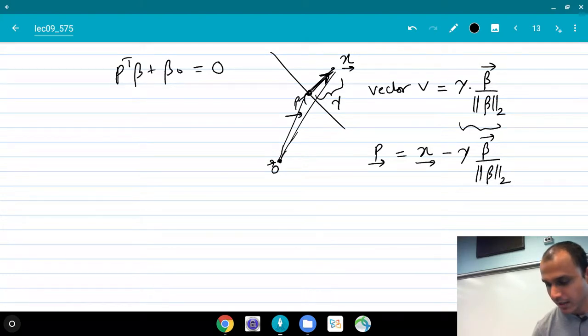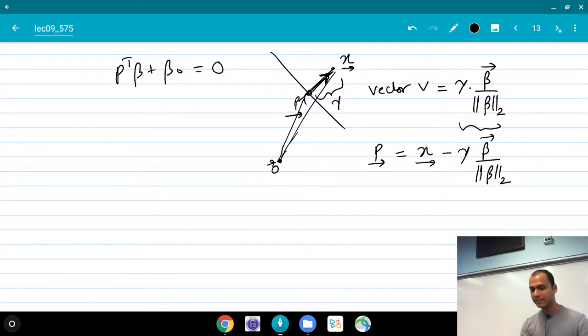Now what is your question? I just have three vectors. I just wrote an equation relating them. According to your first equation, vector v is equal to gamma times vector beta divided by its second norm, right? According to that, the direction of vector beta and vector v could be the same. Yes, direction of beta and v is the same. They are perpendicular to the plane. Vector v is not the point on the plane.